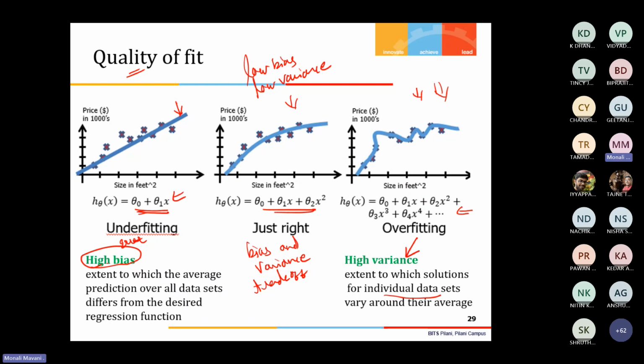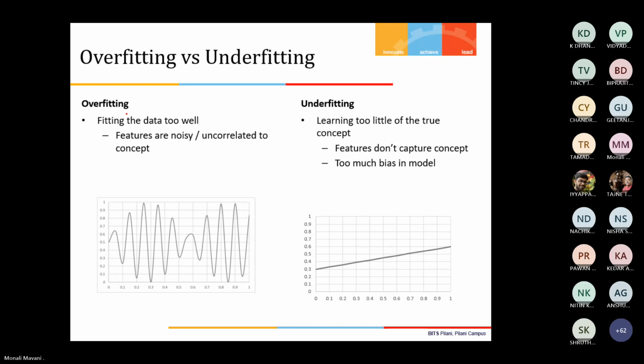So yes, when we have underfitting, our model is learning too little for the true concept, features are not sufficient, too much bias, that means too much error in the model. So we have to do something.